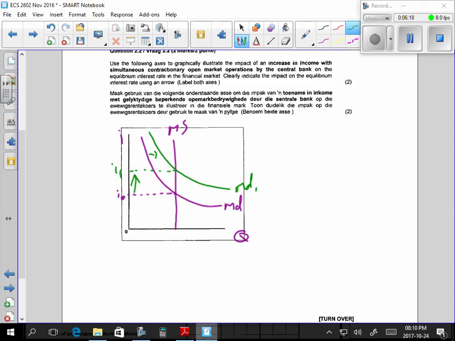Then they say, with a simultaneous contractionary open market operation. Contractionary monetary policy would shift the MS curve to the left. And you need to remember to use your new equilibrium point. So it's your new money demand curve and your new money supply curve. So that's a further increase in your interest rates.